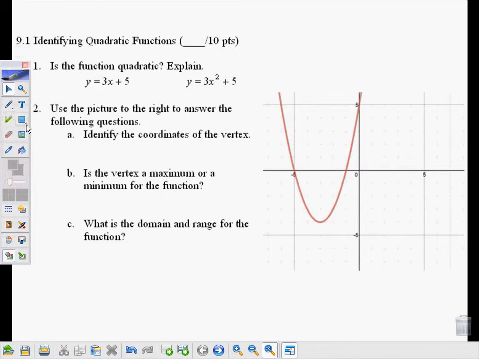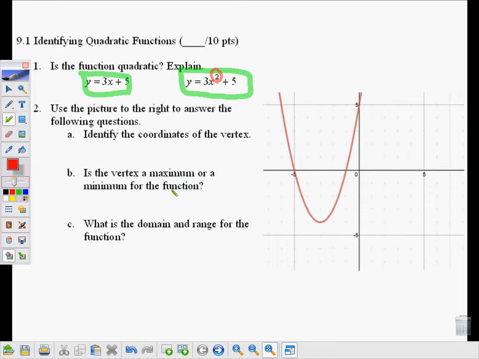So this is for section 9.1, identifying quadratic functions. First thing you are asked to do is to decide whether an equation represents a quadratic function. So let's look at these two that I have on my page right here. Y equals 3x plus 5 and y equals 3x squared plus 5. The big thing that you want to look for is this squared deal up here on the second equation.